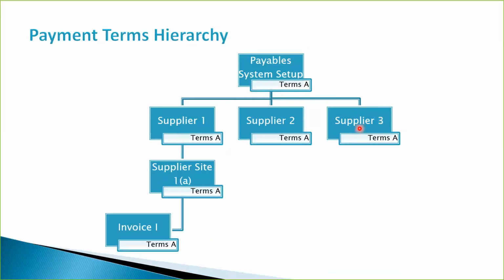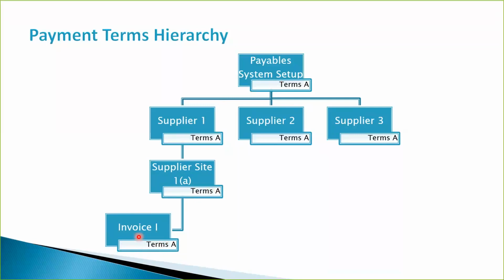Consequently, if you create a site under the suppliers, then the terms will also default down to the supplier site. When you go to enter an invoice, because you also have to specify a supplier site, then these terms will also default down to the invoice. So whatever you define here defaults down all the way to the lowest level of the hierarchy, which is when you're entering the invoice.